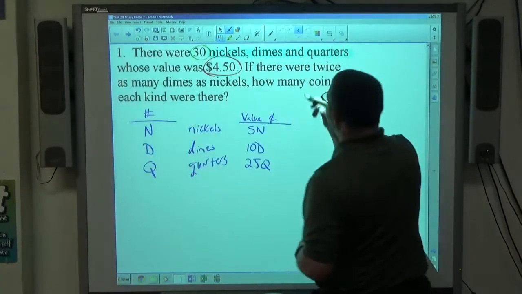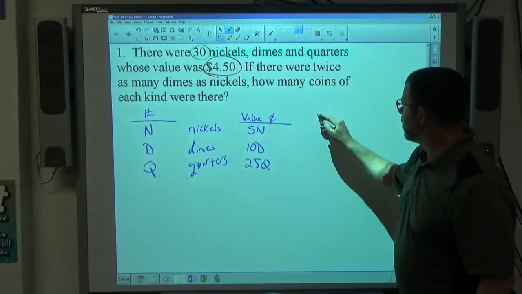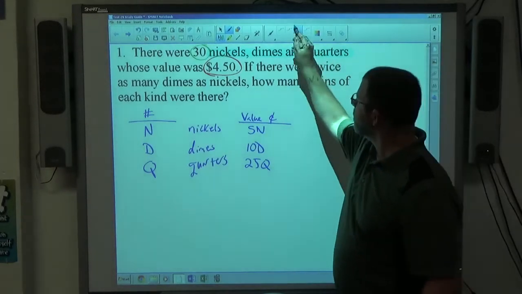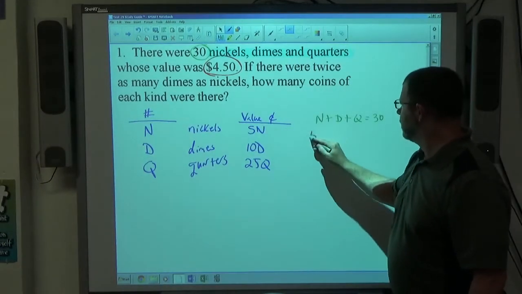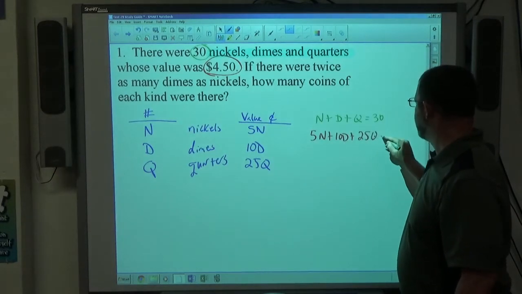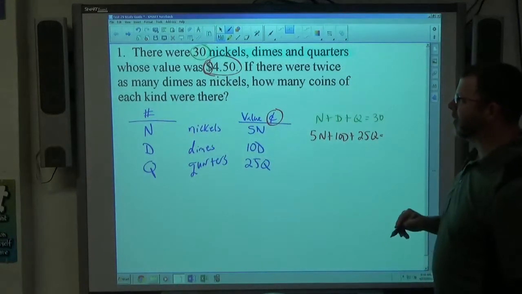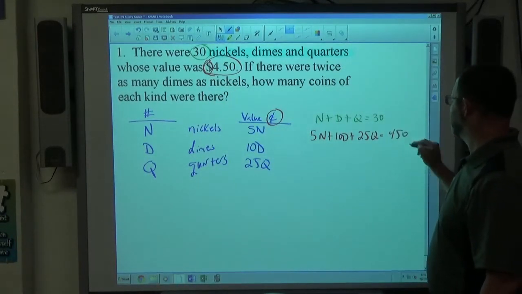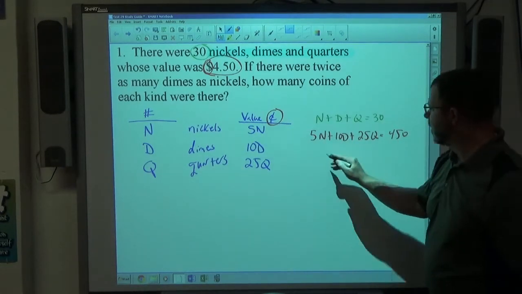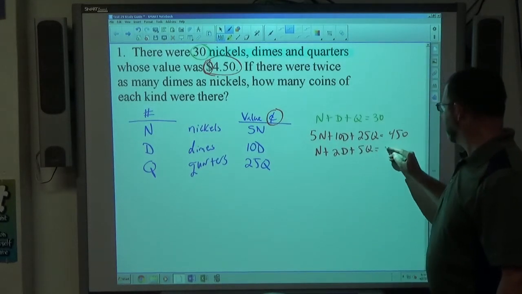Looking at fact number 1, the fact that we have 30 coins. 30 is a number of things. We go with the number of variables. The number of nickels plus the number of dimes plus the number of quarters is equal to the number of coins. The value of the nickels plus the value of the dimes plus the value of the quarters is equal to the value of all the money. All the values here are in cents. This value is in dollars, so we need to move the decimal point 2 spaces to the right to make sense, so 450 cents. And usually with these coin problems, 5, 10, 25, 450, everything divides by 5. So if I do that, I get n plus 2d plus 5q is equal to 90.